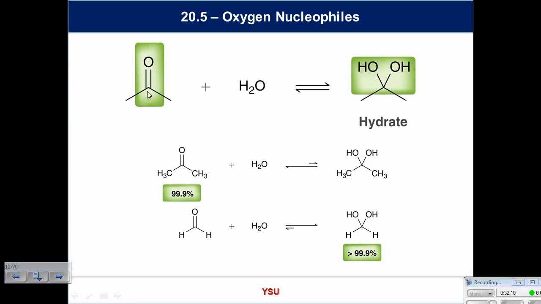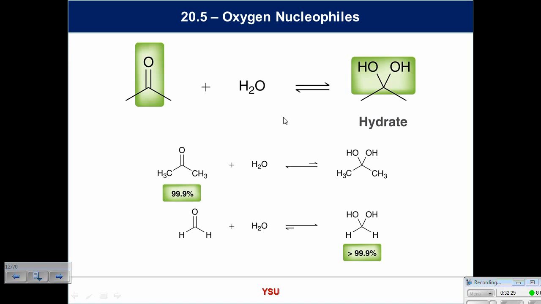sp2 hybrid on the left. The two R groups are far away from each other. sp3 on the right, the two R groups are getting closer to each other. That might be a problem. Also on the left, alkyl groups are stabilizing the carbonyl, and you don't have that concern on the right because the carbonyl is gone. What we need to worry about here is this.